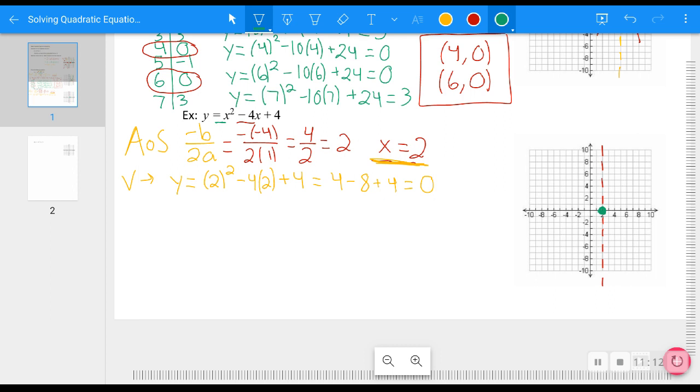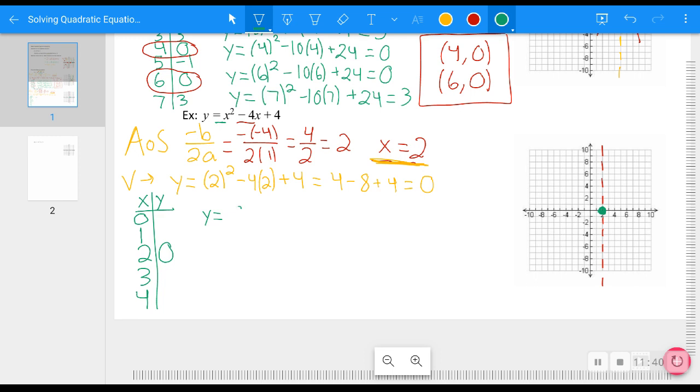Then we can make our handy dandy XY chart to find a couple other points to be able to graph it. So if we have 2 smack dab in the middle, that's our vertex, (2, 0). Then either direction we can go: x equals 1, x equals 0. And to the right we can have x equals 3 and x equals 4. So now comes the fun part. We've got to plug these in.